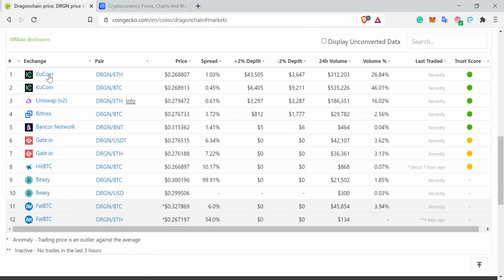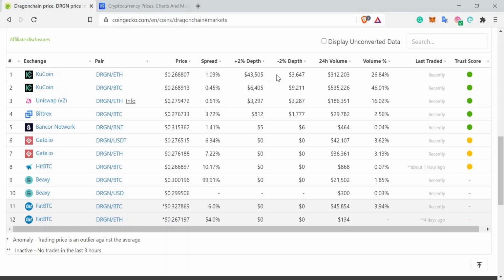Okay, KuCoin is the largest exchange by volume. And we've got 26%, almost 27% of the volume there, against Dragon and Ethereum, and then Dragon and Bitcoin is 46%. So a good 70% of the market is just through KuCoin. Then we've got Uniswap, which is a decentralized platform, which we'll talk about more in section 6. That's got another 16% of the trading volume. And then Bittrex is coming in at number 4 with only 2% of the volume.